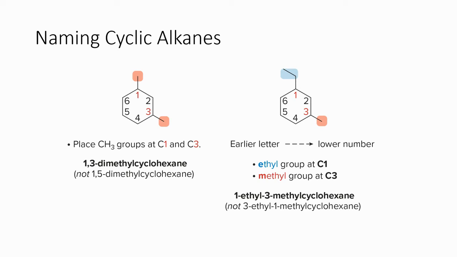Okay, so then if we have only two different groups, then we're going to pick number 1 as the one that comes first in the alphabet. So we have an ethyl group and a methyl group. Ethyl comes first, so we're going to say number 1, and then we're going to go so that the methyl group has the lowest number. So we're going to go this way instead of going all the way around. Okay. And so then we would have 1-ethyl-3-methylcyclohexane. It's a cyclic carbon, cyclohexane.